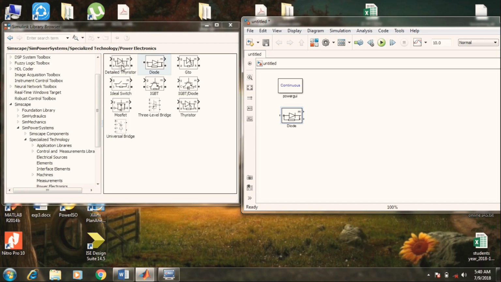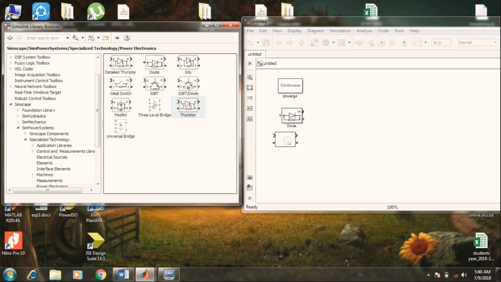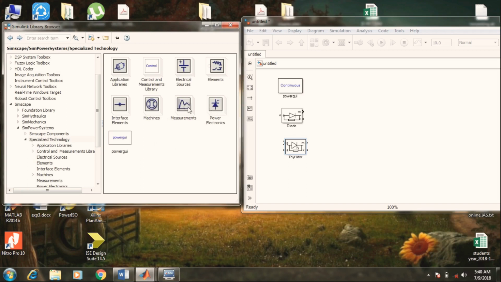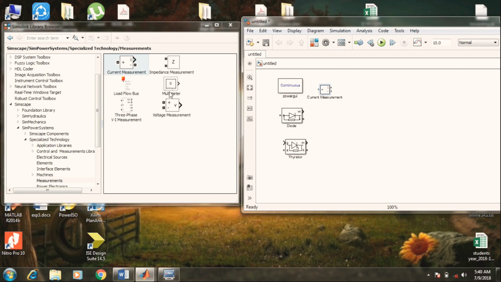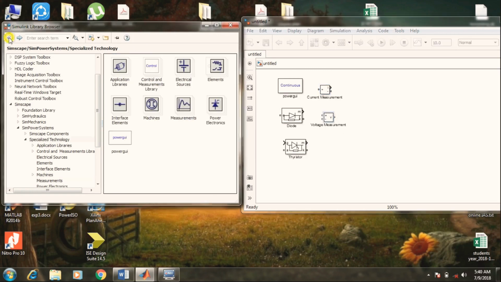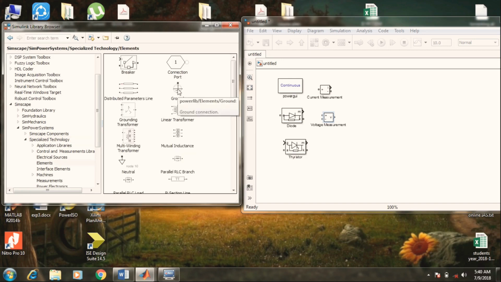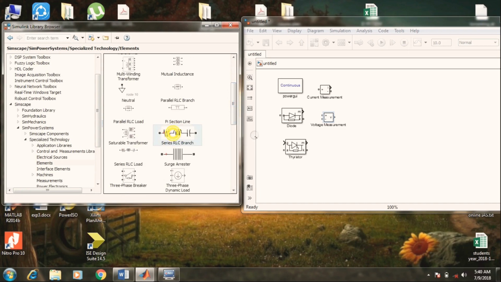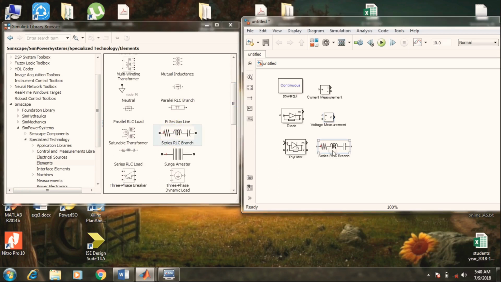We don't want the detailed thyristor which will have holding current and all those things. We just want a thyristor. Next, go back. From measurement, we want current measurement and voltage measurement. Machines, nothing, interface, no. Elements: from elements, we can take ground or we don't, whatever it is. See this RLC branch. This branch itself can be R, this itself RL, this itself C, this itself RLC, like that. Whatever you want, you double click and you choose it.